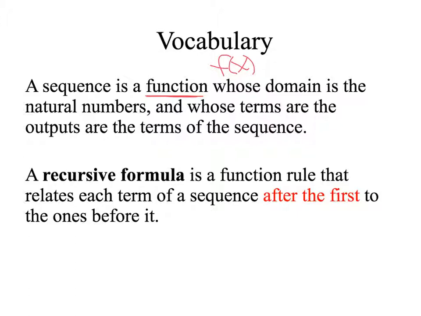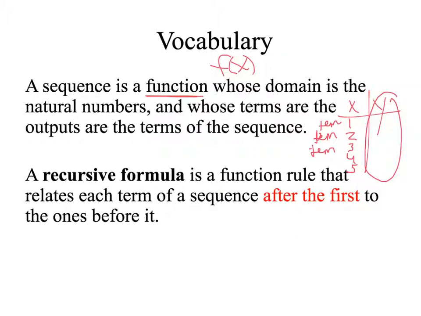So if you think of domain, x values, y values. Natural numbers would be 1, 2, 3, 4, 5. So this is saying term 1, term 2, term 3. Okay, and then you're going to do some kind of function, and you're going to get out your y values. Okay, so let's see. A sequence is a function whose domain is the natural numbers and whose terms are the outputs.